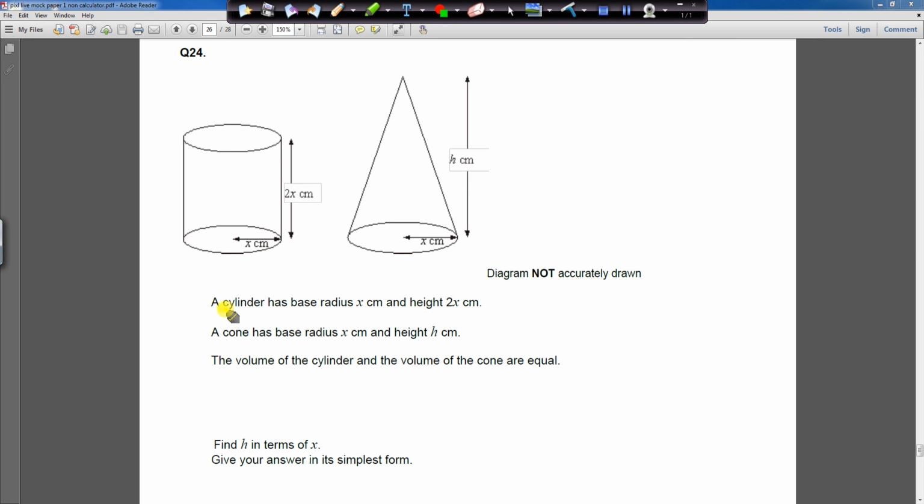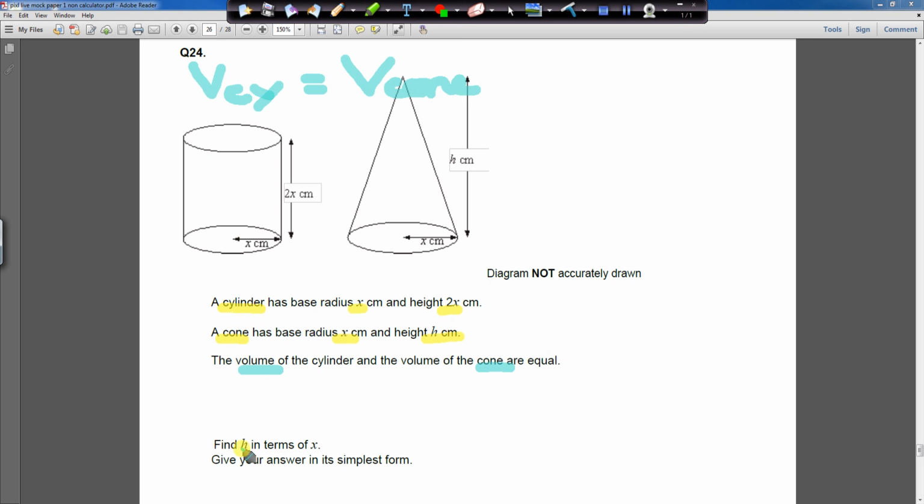A cylinder, which is this shape here, has a base radius of x and a height of 2x. A cone, which is this shape over here, like an upside down ice cream cone, has a radius of x centimeters and a height of h. Now the question is talking about the volume of the cylinder and the volume of the cone being equal. So the volume of the cylinder is equal to the volume of the cone.